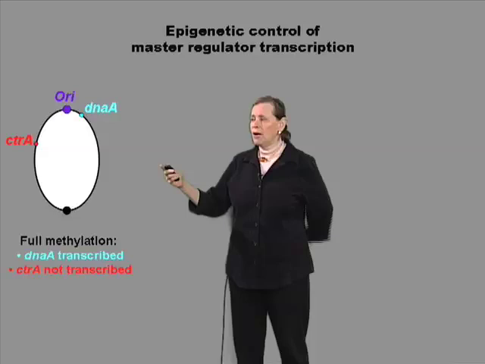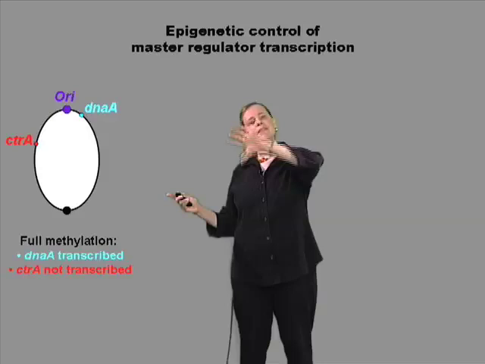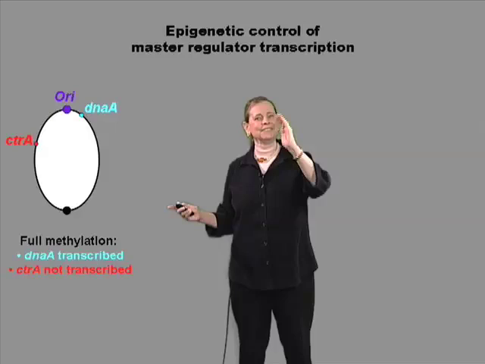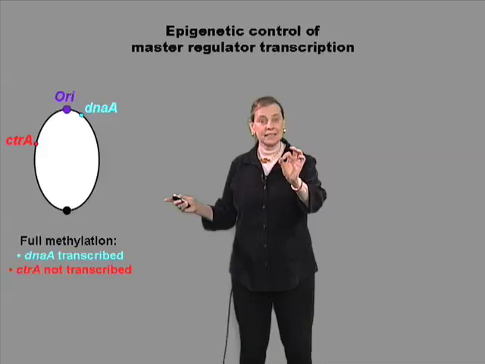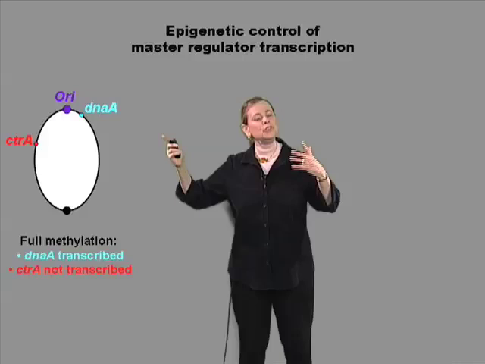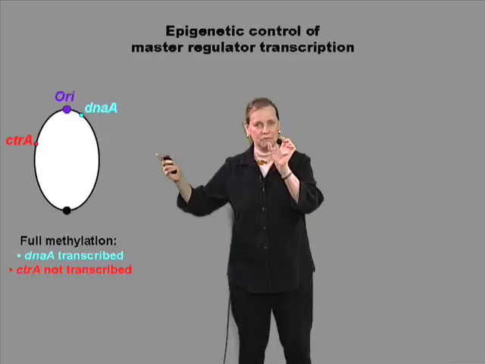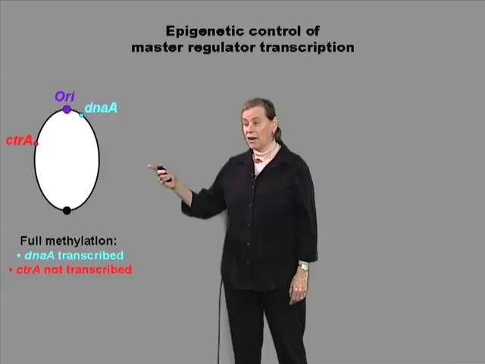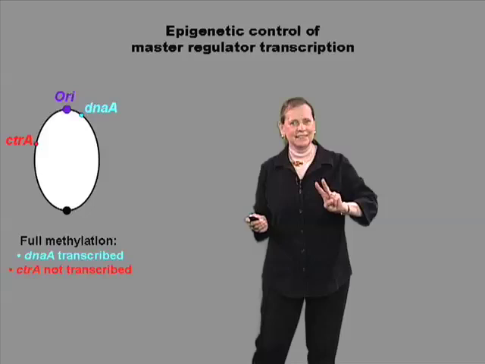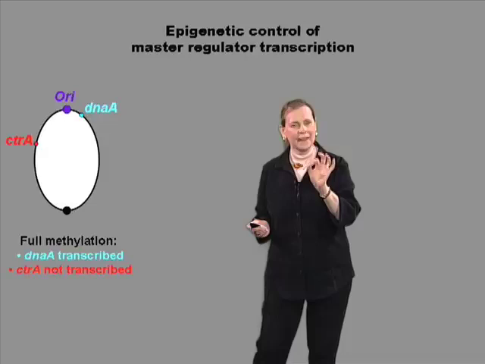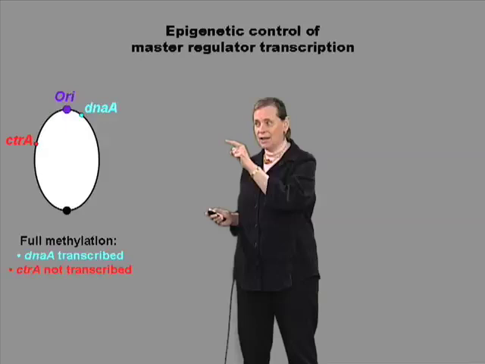Now, at the very beginning of replication, the origin and the whole rest of the chromosome exist in the fully methylated state. So you're methylated on Watson and Crick. In the fully methylated state, this promoter for the DnaA gene is able to be read. There are methylation sites in that promoter, and it can only be read in the fully methylated state. However, the CtrA gene shown here can only be read if it's hemimethylated. And the cell uses the methylation state of the chromosome as a clock to tell you when to turn on DnaA and when to turn it off, when to turn on CtrA and when to turn it off.